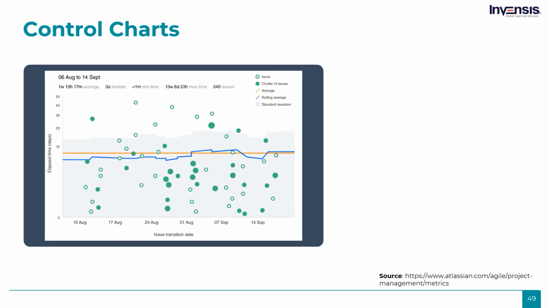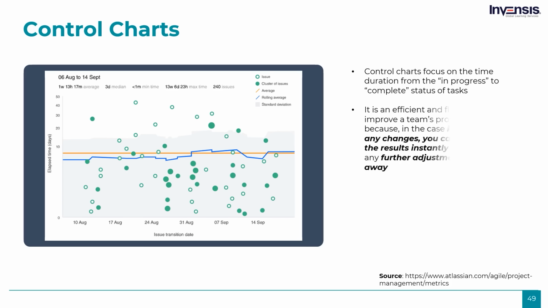Next, we have control charts. In Agile, control charts focus on the time duration from the in progress to the complete status of tasks. Their purpose is mainly to check the cycle time of a single issue. Why do you think measuring cycle time is important? It is an efficient and flexible way to improve a team's processes because, in the case of changes, you can discern the results instantly and make any further adjustments right away.